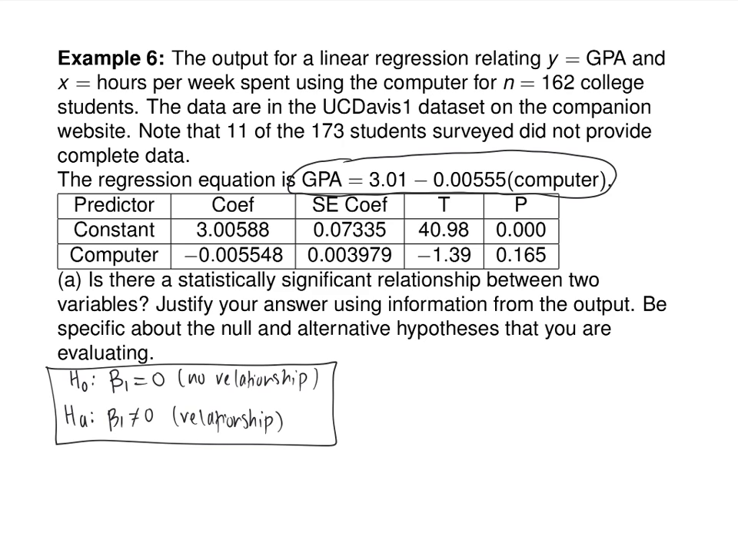So now look at this table. You have a row that says constant and a row that says computer. Coefficient, SE coefficient, T, and P. So which thing do you think you use to find the P value that's associated with the slope testing this hypothesis? P on the computer. Yeah, P on the computer one, because the constant is testing how good is that number. Does that make sense? So the first row tests how good is your y-intercept. The second row tests how good is your slope. Okay, so the P value is 0.165.